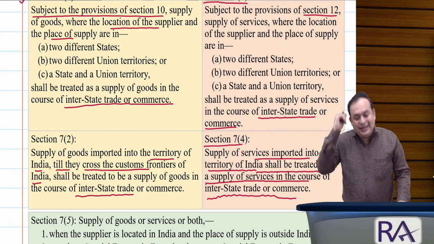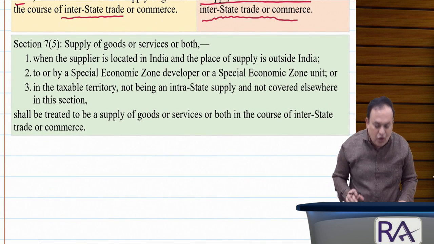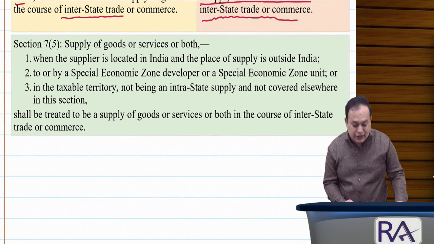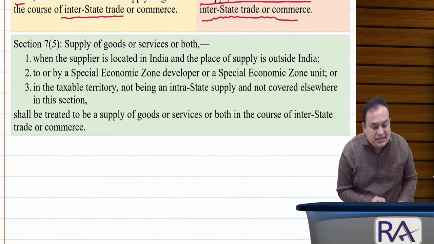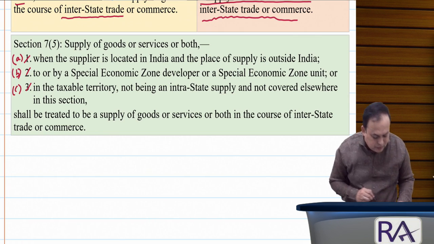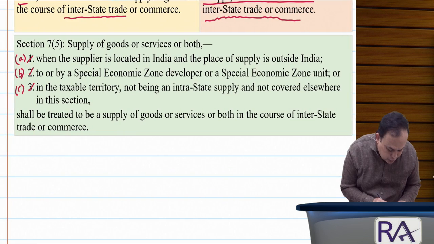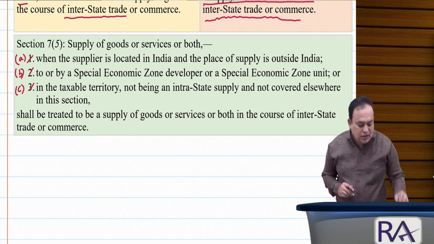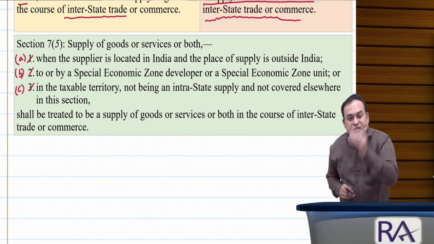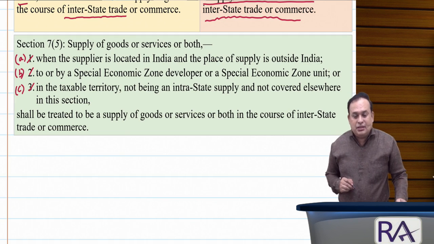The important area is section 7.5 of IGST. My dear sir, for your kind consideration and updation, here I am presenting section 7 subsection 5. It is clause A, clause B, clause C. Please make a note of that. Clause A, clause B and clause C, not 1, 2, 3. Please make a note: section 7 subsection 5, clause A, clause B, clause C is to be read like that.